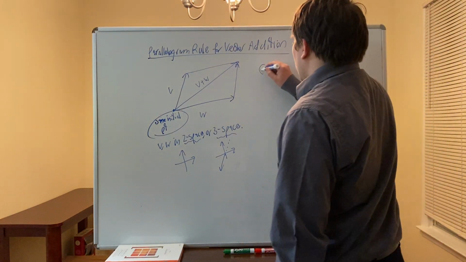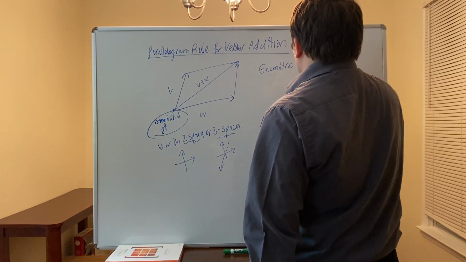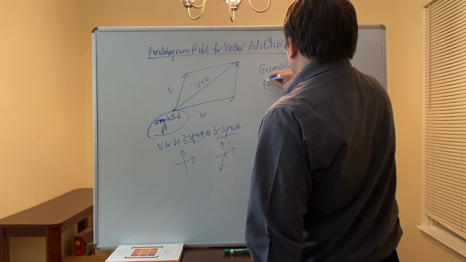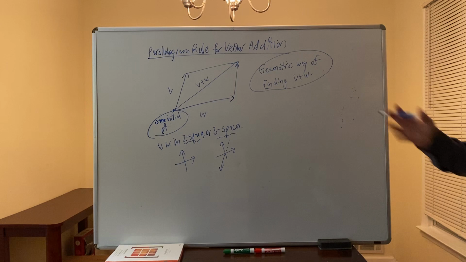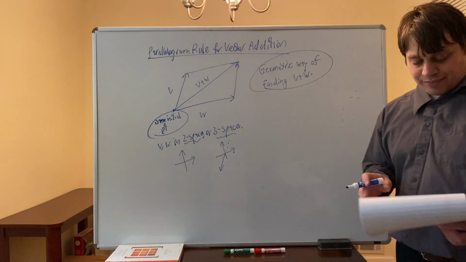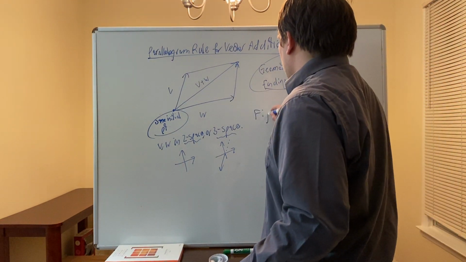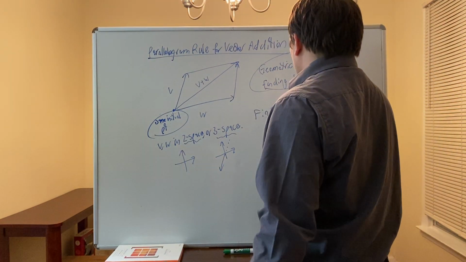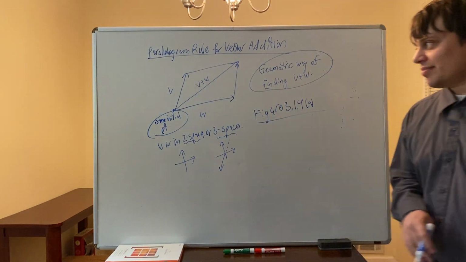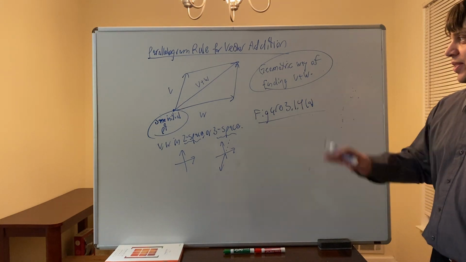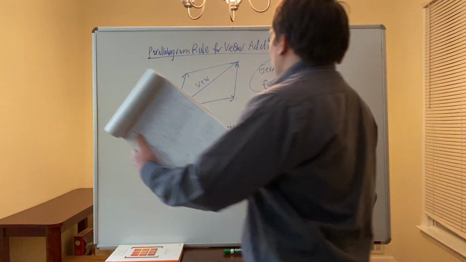Okay, so this is the geometric way of finding V plus W. And in the book this is figure 3.1.4 part A, if you want to look at it. Okay, so that's V plus W. So that's the parallelogram rule for vector addition.